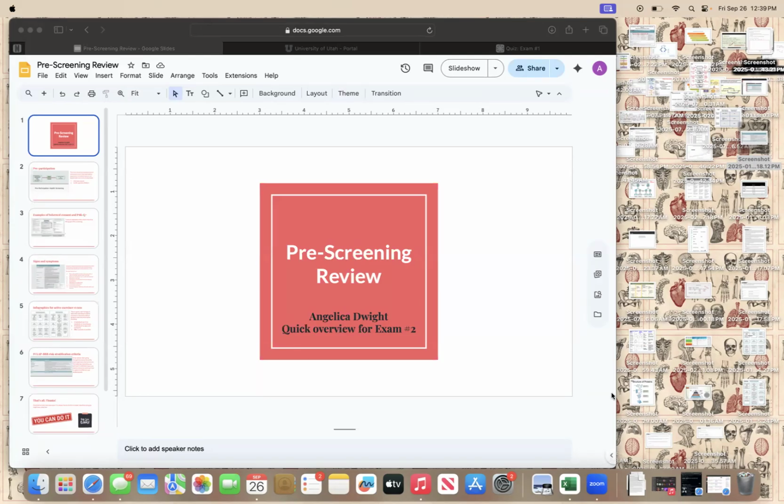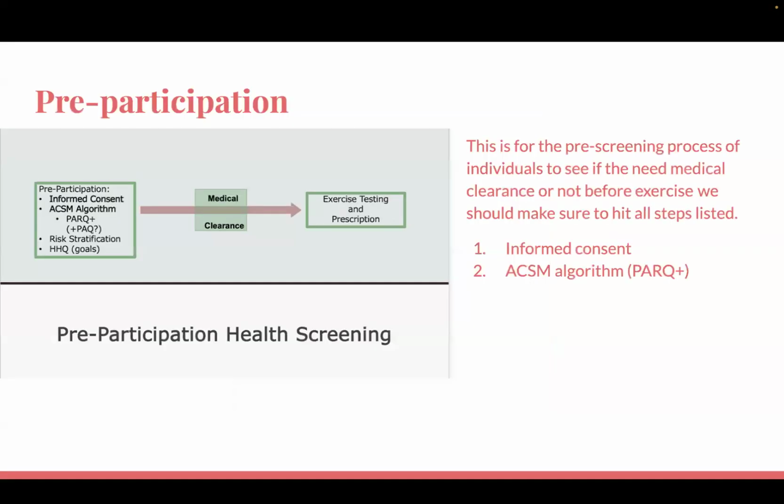So I'm going to share my screen here, and then we'll get right to it. So yeah, this is the pre-participation process, which is particularly the informed consent and the ACSM algorithm, and then we'll also go over the risk stratification and HHQ goals.